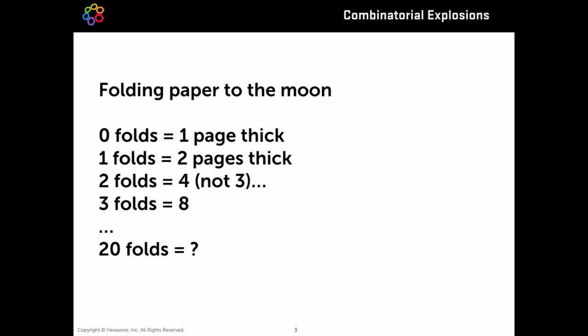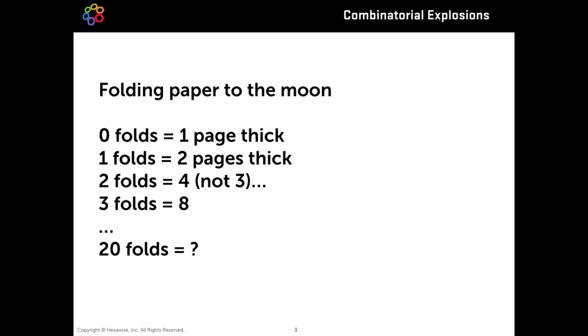If you could fold a piece of paper in half enough times, it would reach the moon. It turns out the number of folds it would take is far fewer than most people would guess. With 0 folds, it would be 1 piece of paper thick. After 1 fold, it would be 2 pages thick. After 2 folds, and this is key, it would not be 3 pages thick, but 4 pages thick. It would double from 2. After 3 folds, it reaches 8.